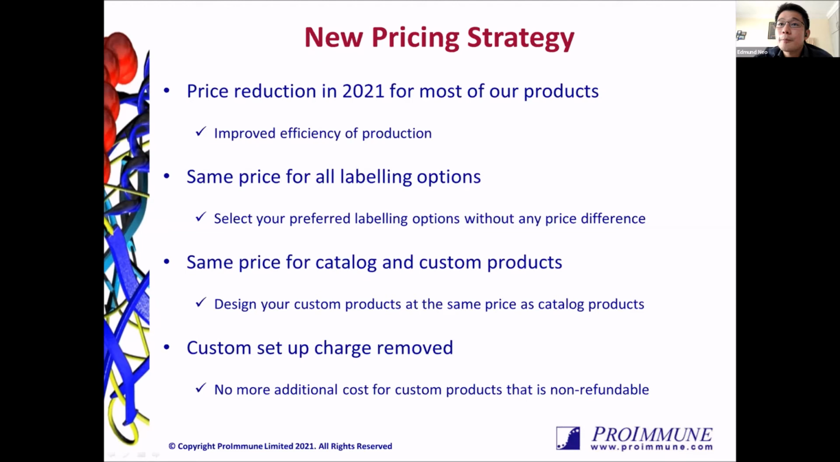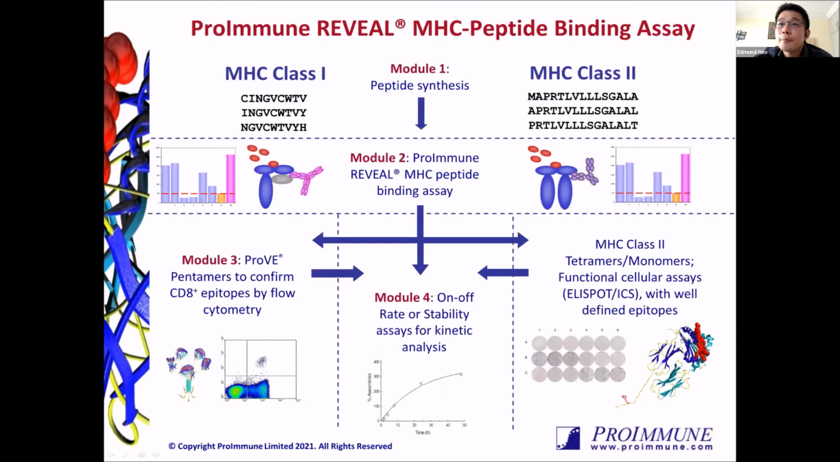So moving to our services. Now you might be wondering what are some of the strategies out there that are available to identify epitopes and synthesize them into our pentamers. Of course, there are several different strategies that are used to identify epitopes. And today I'll be sharing one of the services, called the ProImmune REVEAL MHC Peptide Binding Assay, which is a high throughput screening assay to confirm the physical binding characteristics of peptides against MHC alleles, allowing you to map out potential T cell epitopes.